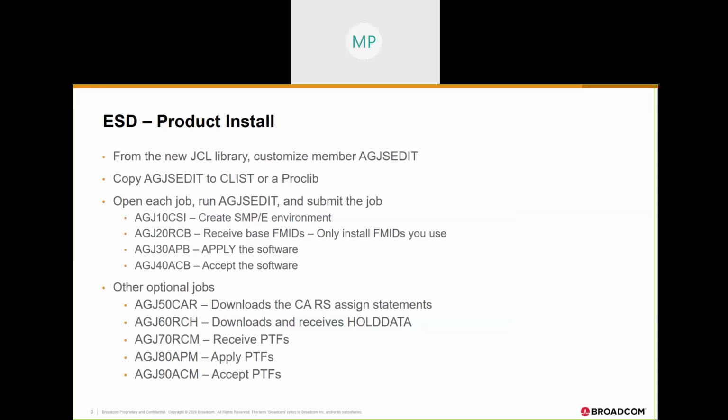The first job to run is AGJ10CSI that creates the SMPE environment. The next job, AGJ20RCB, receives the base FMIDs.